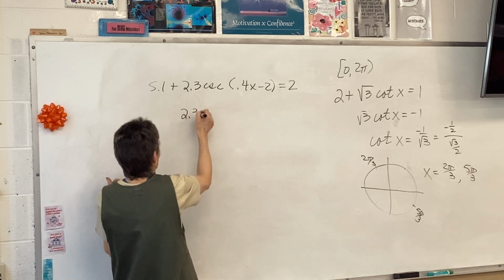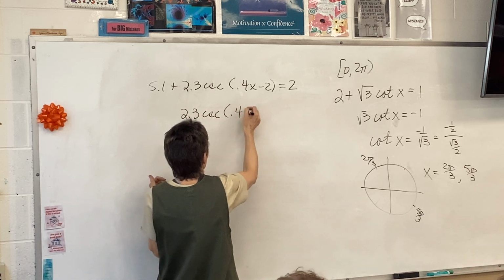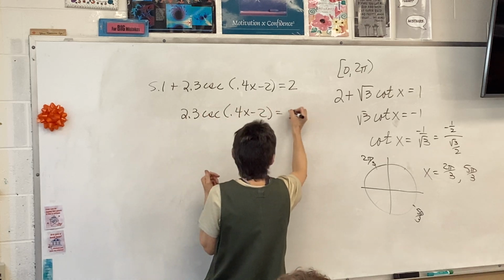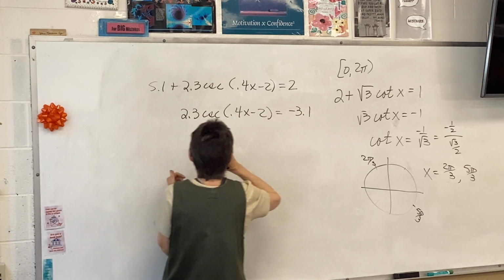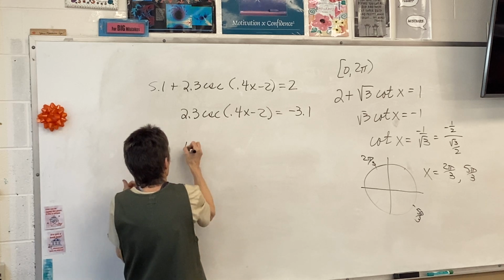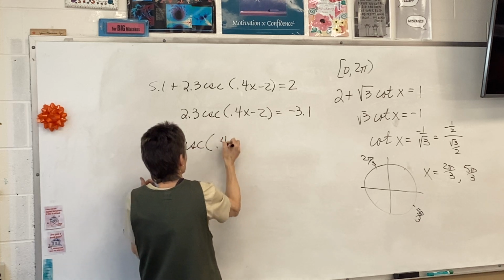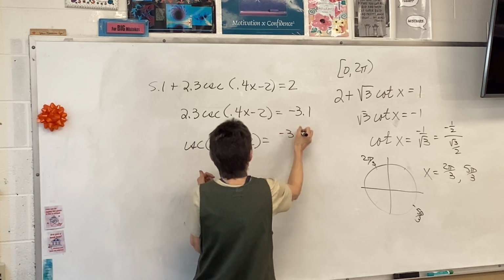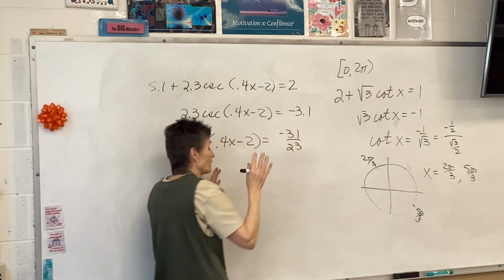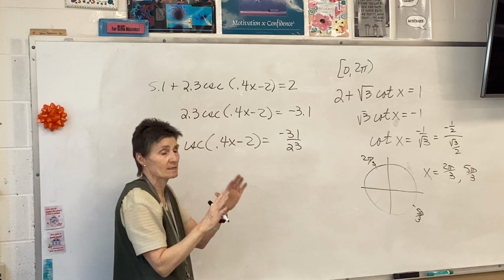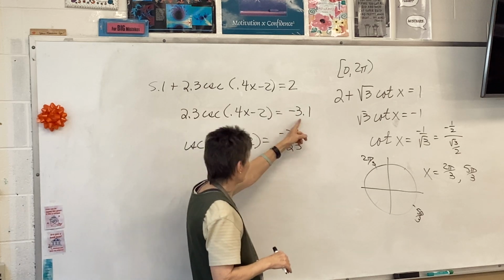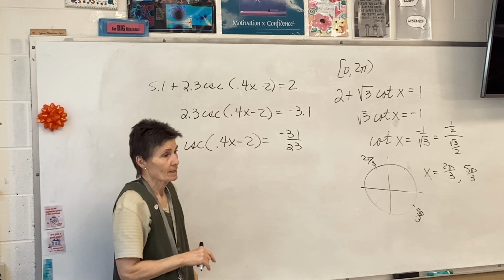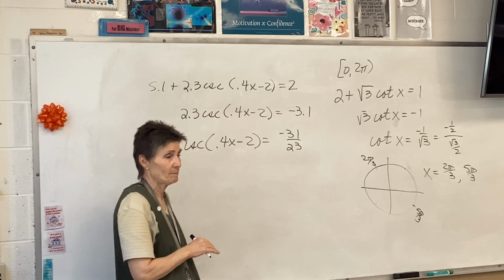So 2.3 cosecant equals negative 3.1. Keep an eye on my arithmetic. So cosecant equals negative 31 over 23. I don't like having all those decimals around. It doesn't matter. If you want to do 3.1 over 2.3, that's totally fine. Doesn't matter one bit.